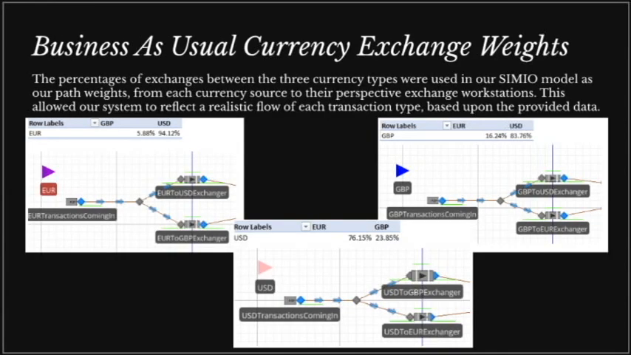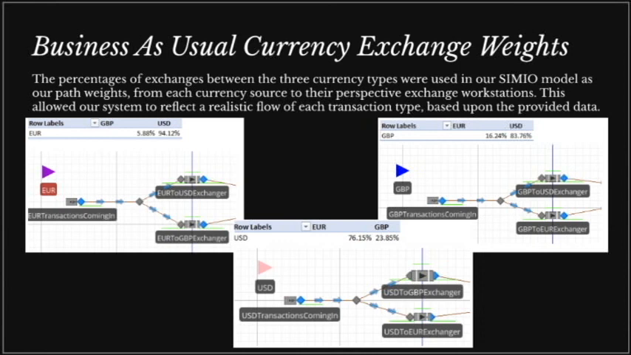In recognizing that our SIMIO model needed to accurately reflect the flow of particular currencies being exchanged to another type of currency, we decided to determine the percentages of exchanges between the three currency types and then model them in our SIMIO using those percentages as our path weights. This allowed our system to reflect a realistic flow of each transaction type based upon the provided data.